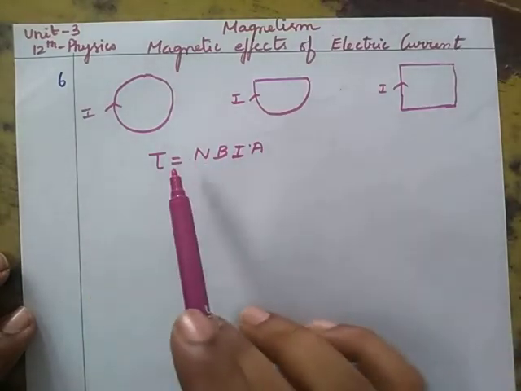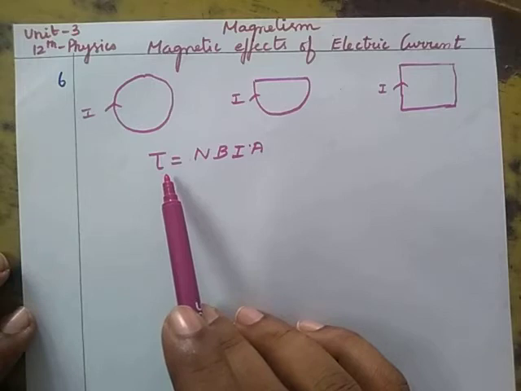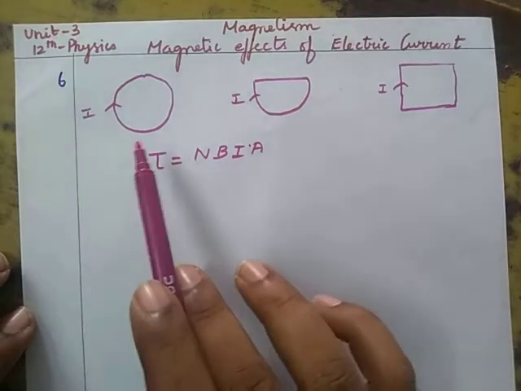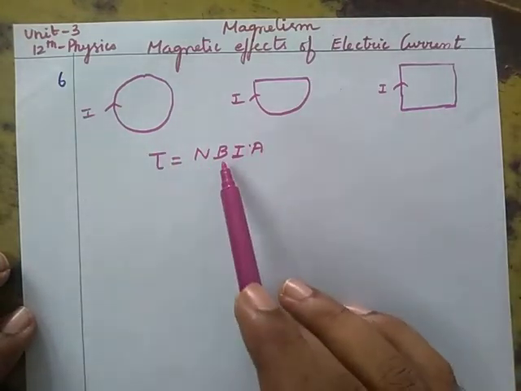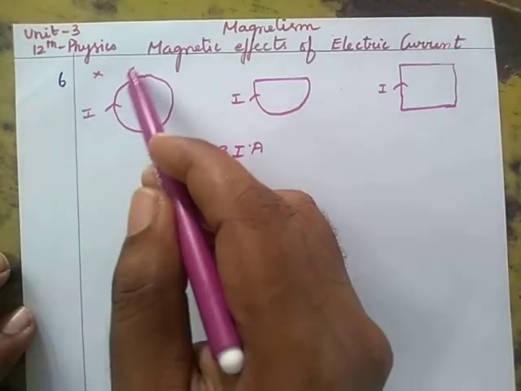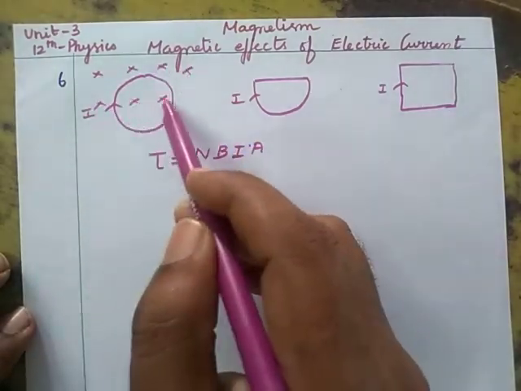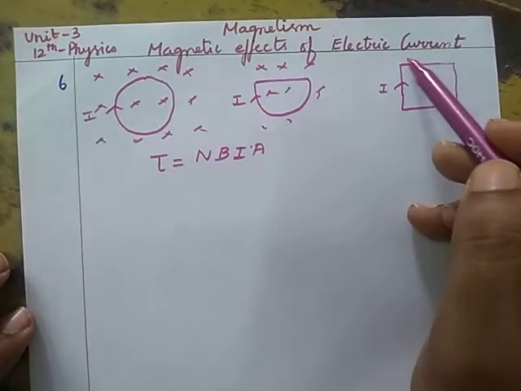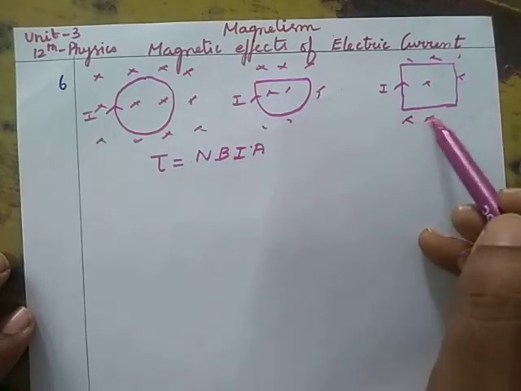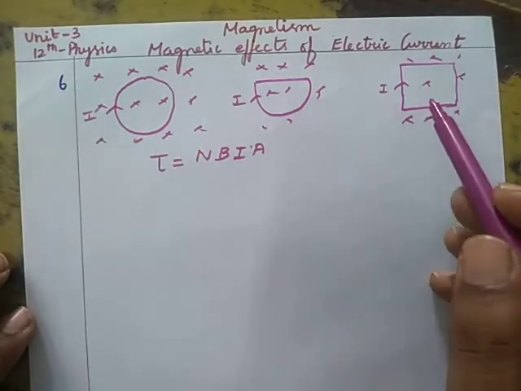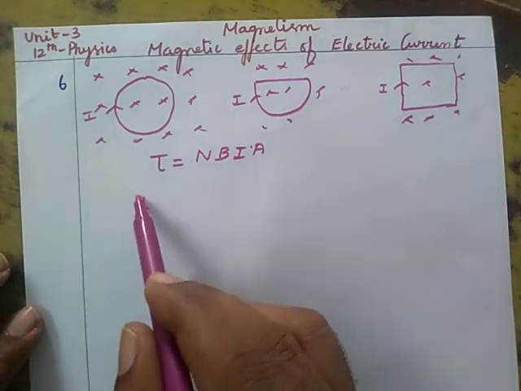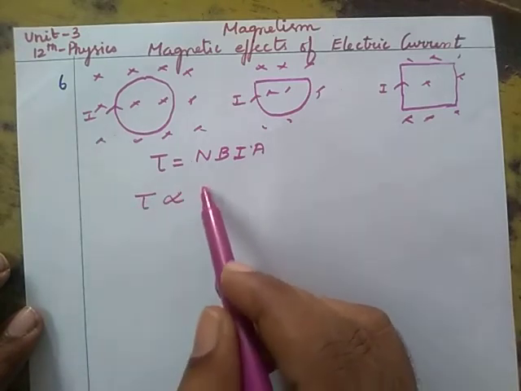We know the torque experienced by the current loop in a magnetic field is tau is equal to NBIA. Here N is the number of turns, here there are no turns, leave that. B is the magnetic field, and the magnetic field is constant for the 3 cases. A is the area. Area will be different for circle, semicircle and square. So the torque depends on area now.